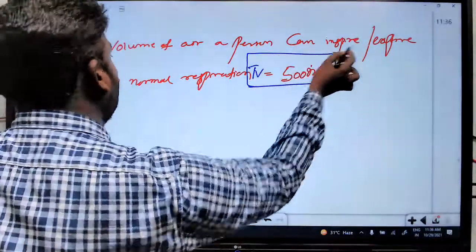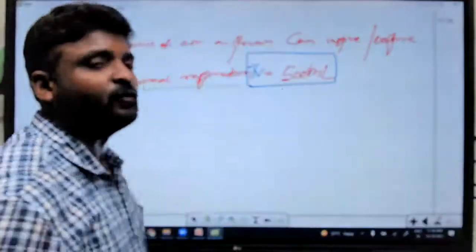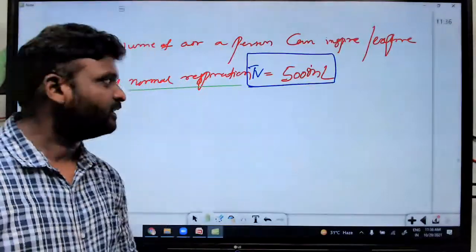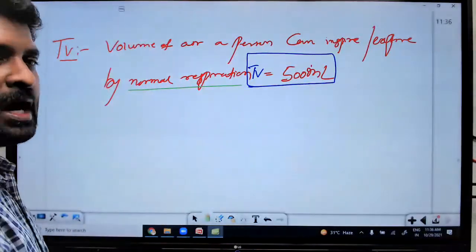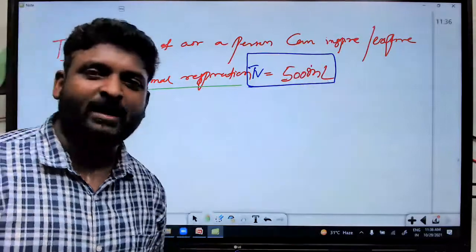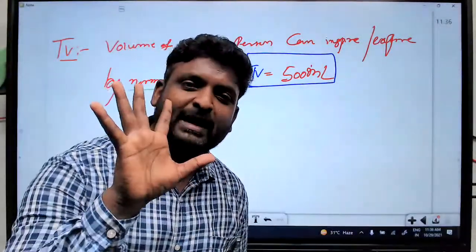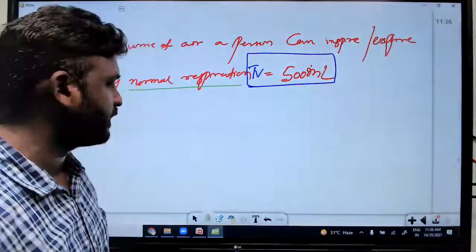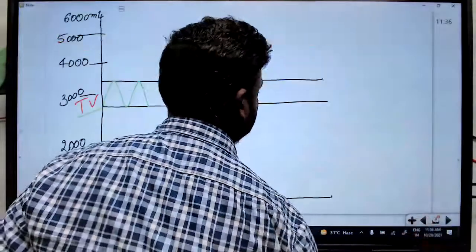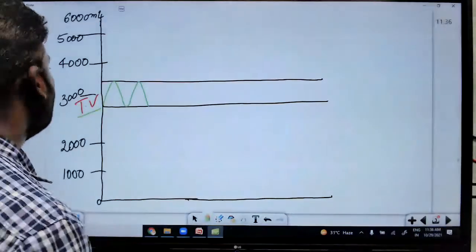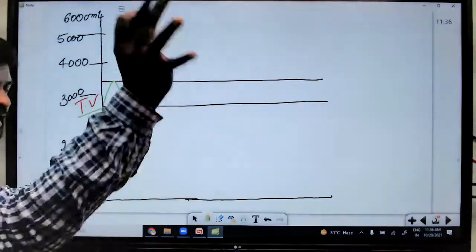So, the air you can inspire or expire by normal respiration, what you are doing now. Got it? That's all about the tidal volume. How much? 500 ml. It means you are breathing in or out about 500 ml in the normal way. That's it. And tidal volume is equal to 500 ml, as you mentioned there.